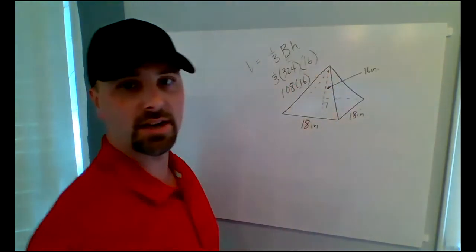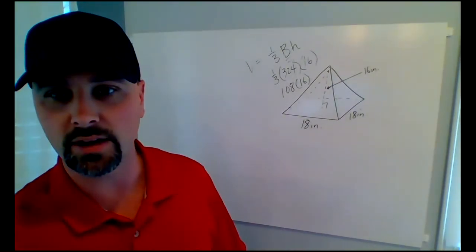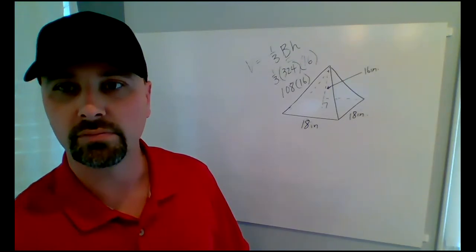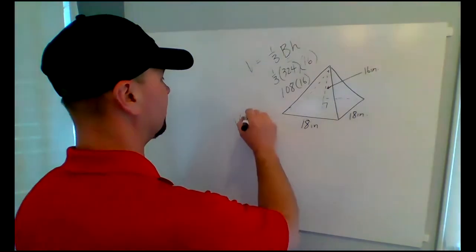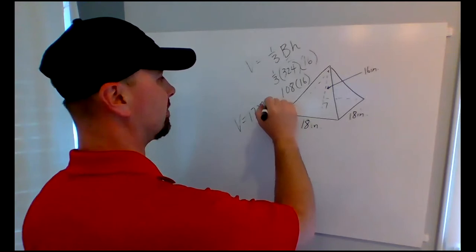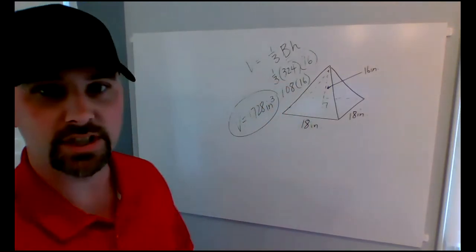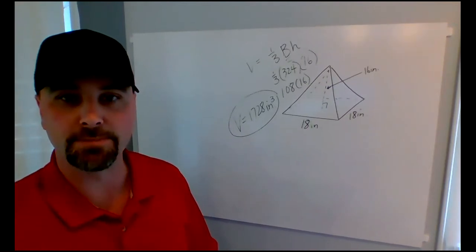which then I can multiply by 16. Go ahead and do that. 1728. This is listed in inches. So 1,728 cubic inches is that pyramid.